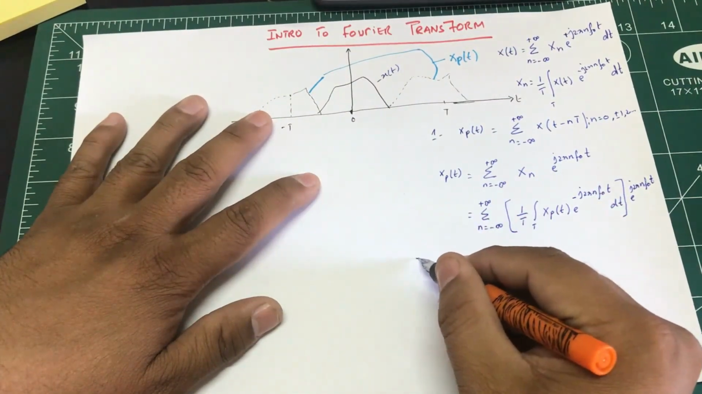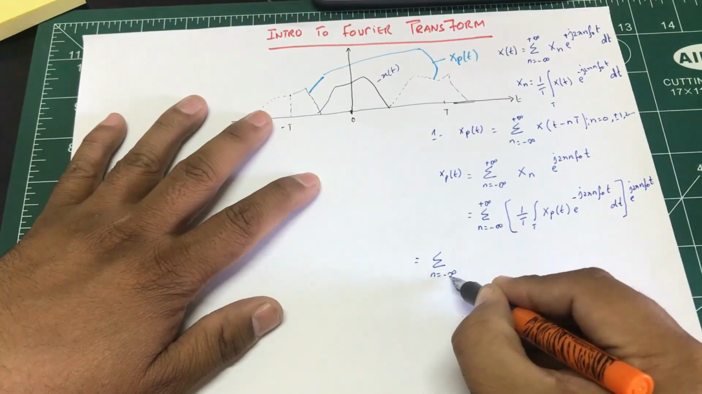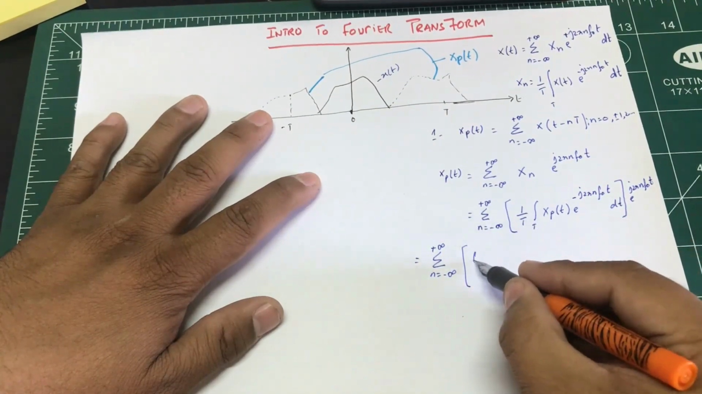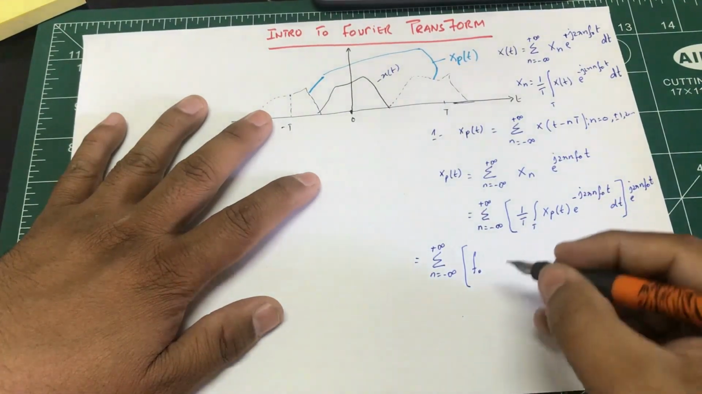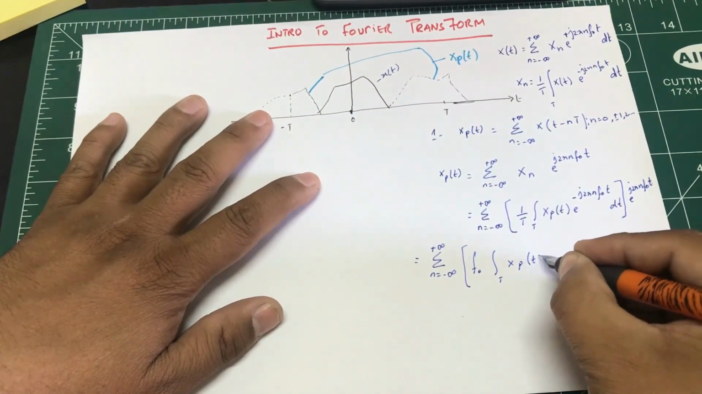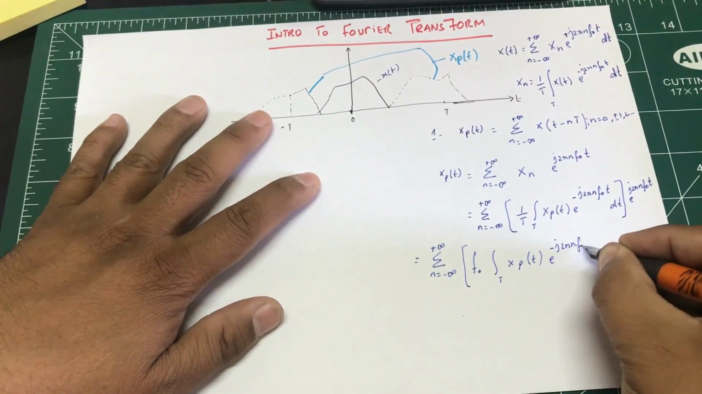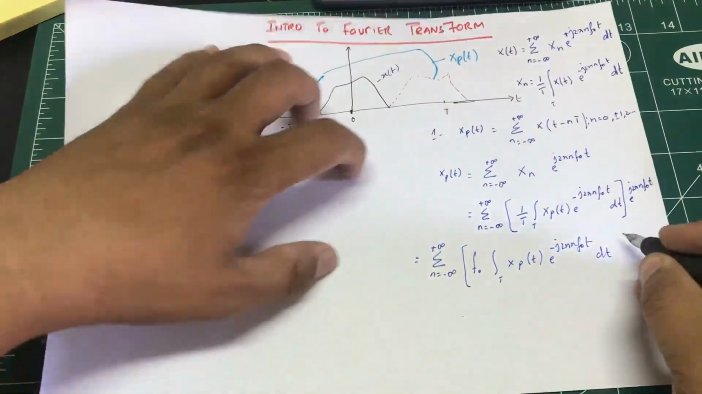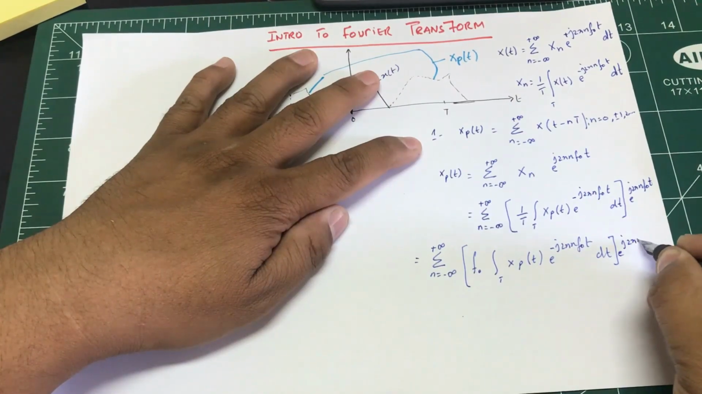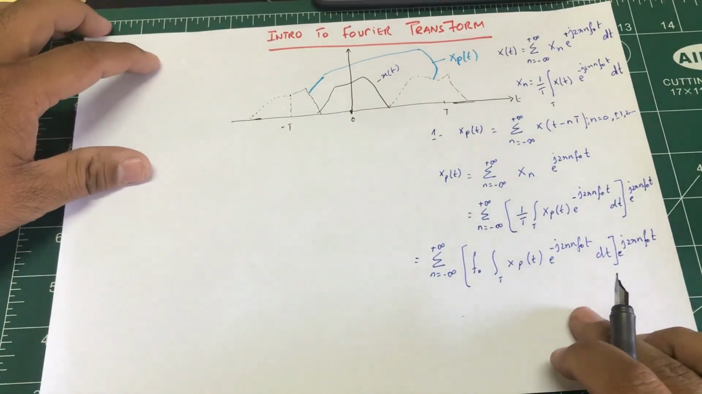So I'm just going to make a few replacements here. I'm going to rewrite this as n goes from negative infinity to positive infinity. I'm going to change 1 over T as f naught, my carrier frequency. This is going to be T. It's going to remain the same, xp of t, e to the negative j 2 pi n f0 t dt, whole thing, e to the j 2 pi n f0 t. All right. So far, are we good?